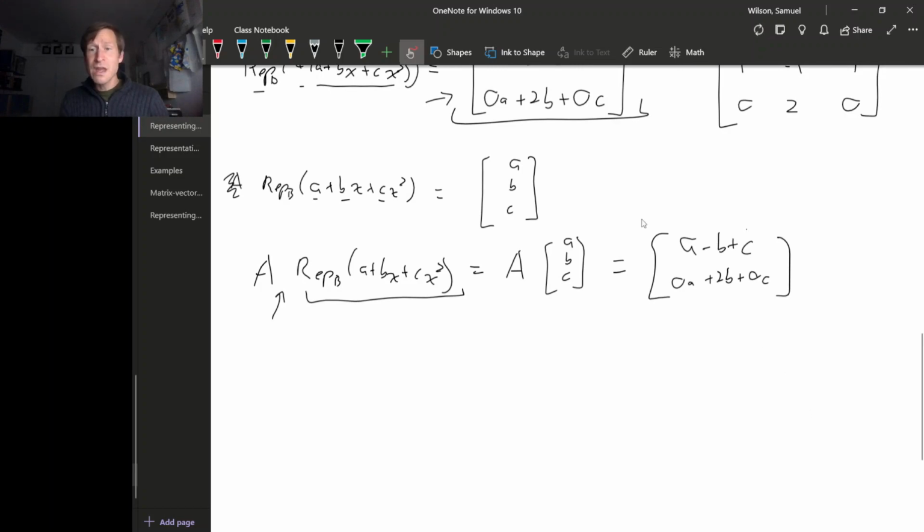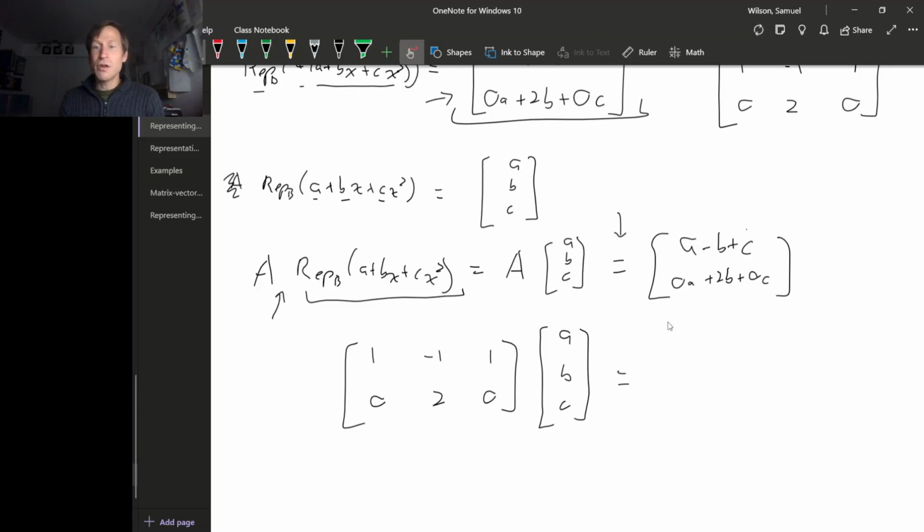Now this is really a definition. Remember, we were doing this whole thing to decide what it should mean for A to do something to a vector in R3. So our matrix A was 1, minus 1, 1, 0, 2, 0. We were letting it do whatever it's supposed to do to a, b, c. And the result that we have to get for everything to work out right is a minus b plus c and 0a plus 2b plus 0c.